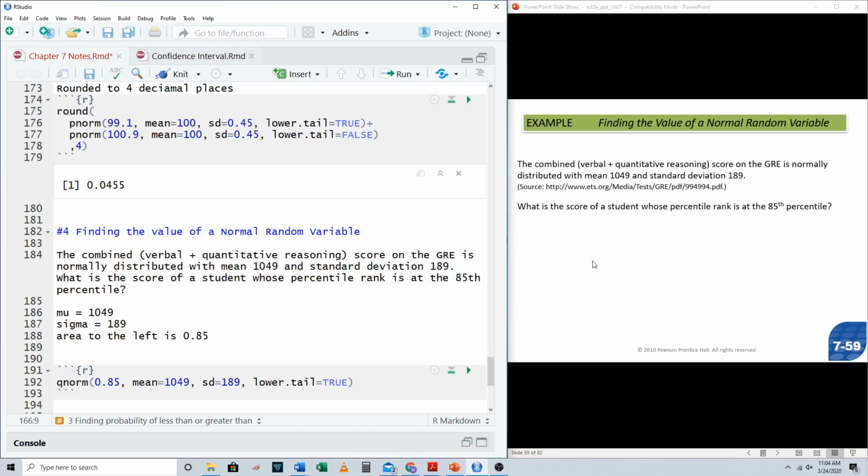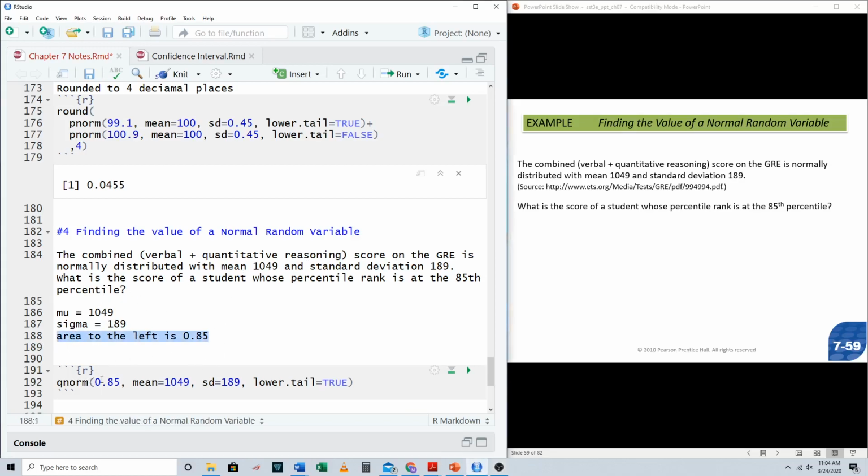Okay, so here we are going back to that GRE question. They want to know what score do you have to make to be in the 85th percentile. Now, if they give you percentile, that is area to the left. So here's the whole question. They give you 85th percentile. 85th percentile is area to the left.